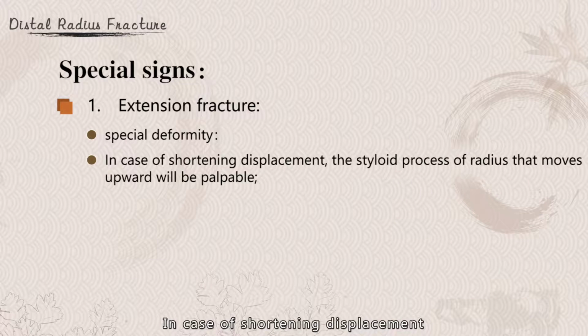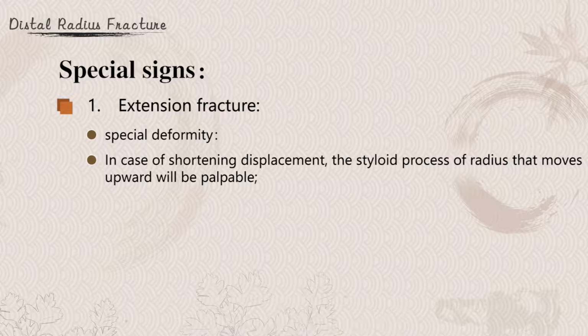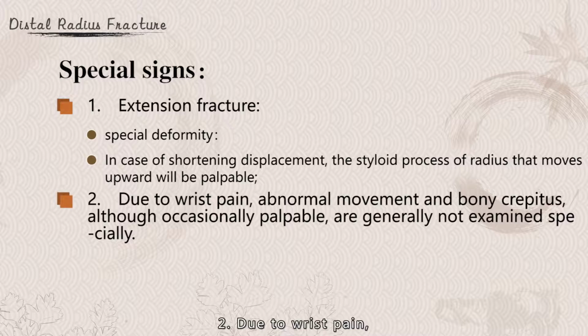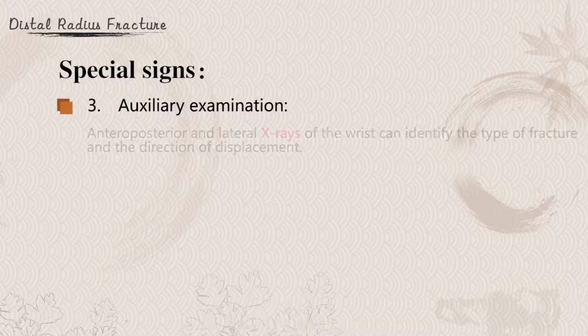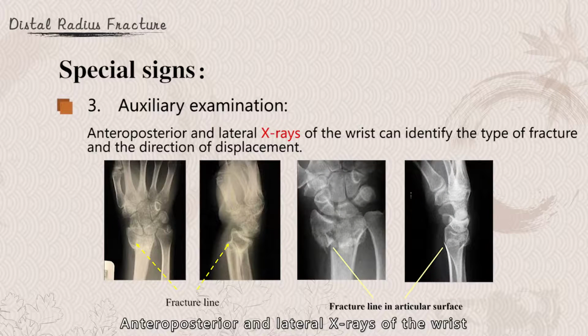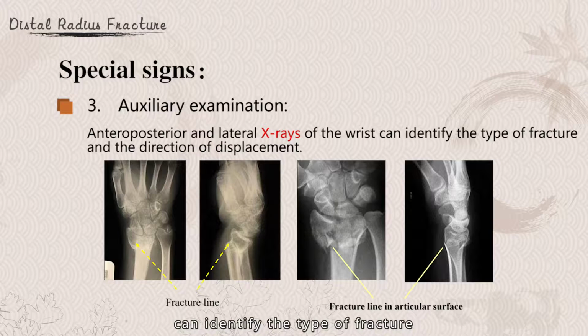In case of shortening displacement, the styloid process of radius that moves upward will be palpable. Wrist pain, abnormal movement, and bony crepitus, although occasionally palpable, are generally not examined specially. The third, examination. Anterior, posterior, and lateral X-ray of a wrist can identify the type of the fracture and the direction of displacement.